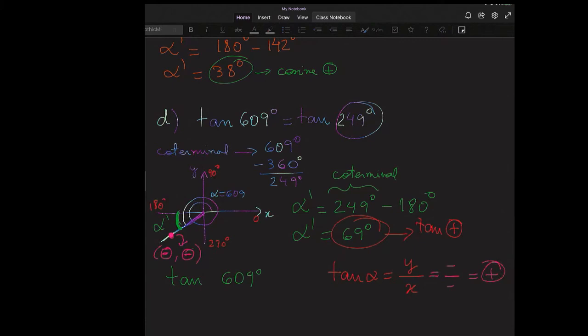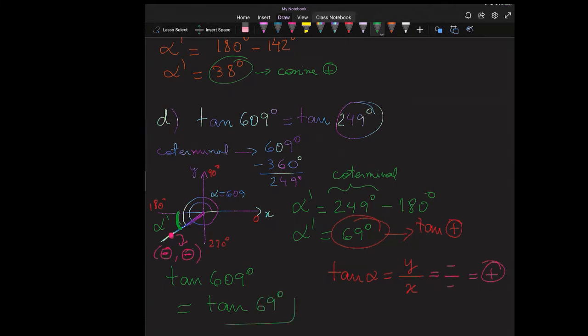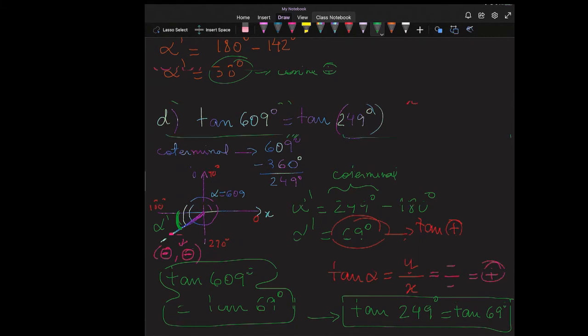So finally I can conclude that tangent of 609 degrees has exactly the same value, positive, as tangent of 69 degrees. That's the takeaway of all this analysis. And by the way, I can also write it for the coterminal. I know the coterminal has the same terminal position for the angle. So tangent of the coterminal, which is 249, is also tangent of 69 degrees. This is not what the exercise is asking, but we can take away the same analysis for the coterminal.